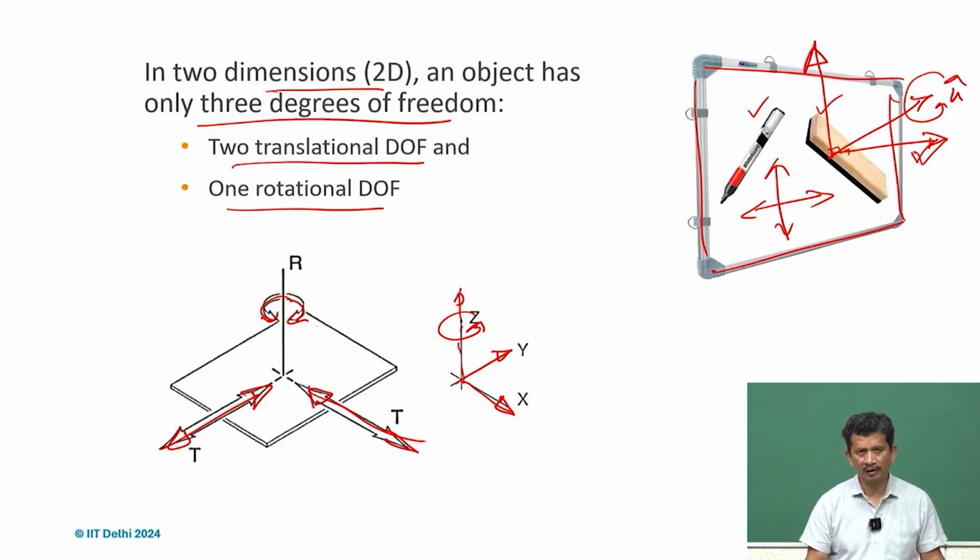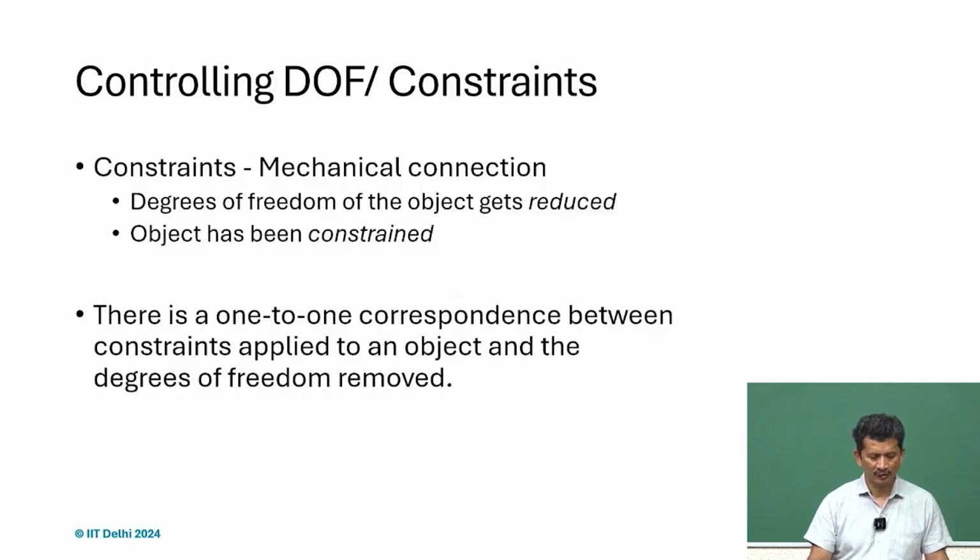Again, we should always remember, and if we have any doubt we should discuss and ask why these kinds of motions are happening, so that we do not have any doubt. So, planar case: 2 translational degrees of freedom and 1 rotational degree of freedom. So, that is about degrees of freedom.